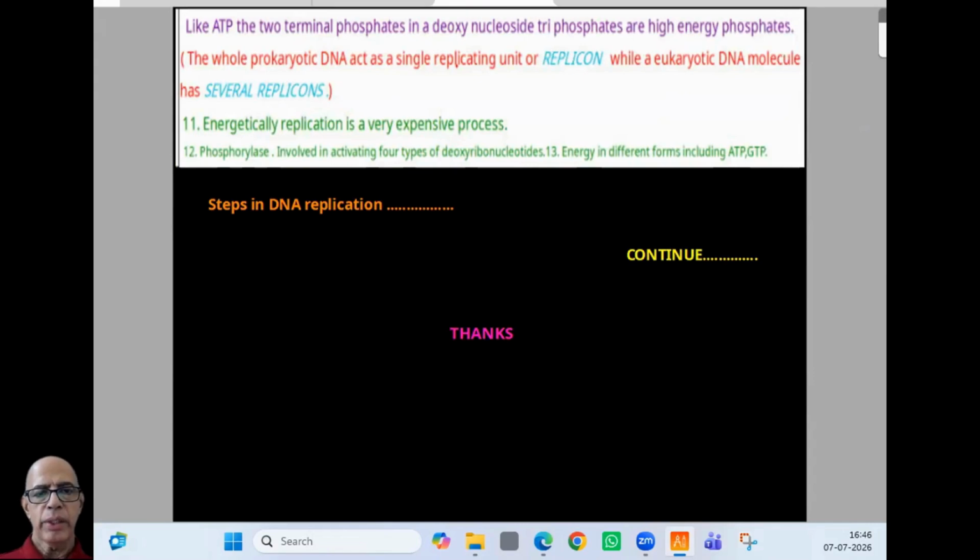Like ATP, the 2 terminal phosphates in a deoxynucleoside triphosphate are high energy phosphates. The whole prokaryotic DNA acts as a single replicating unit, or it is otherwise called a replicon, while a eukaryotic DNA molecule has several replicons. Eukaryote and prokaryote, another difference. DNA replication is a very expensive process, and we can find the enzyme phosphorylase involved in activating 4 types of deoxyribonucleotides. And energy in different forms, including ATP and GTP, will be utilized. Now, steps in replication, how they divide or duplicate, that we will be discussing in the next episode.